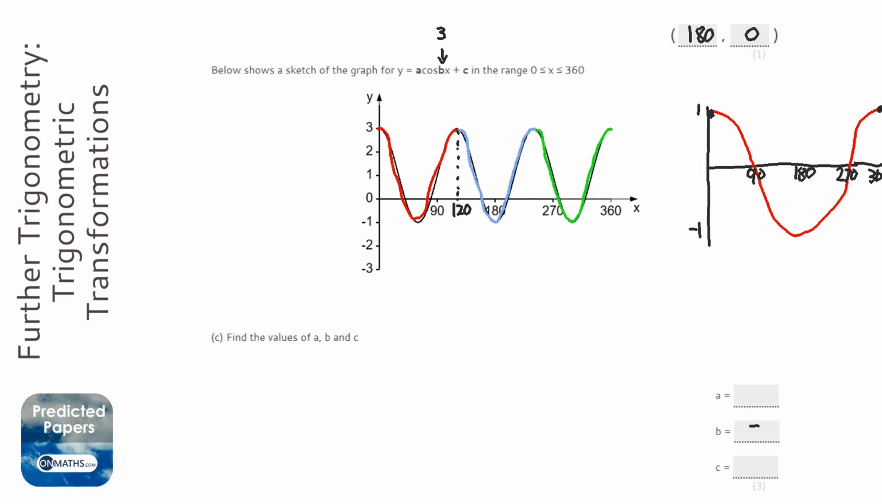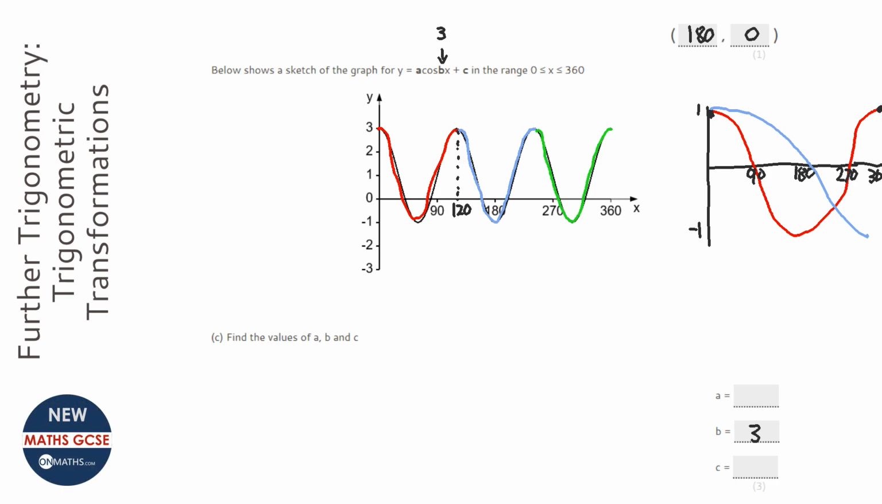So B is 3. Now, if it stretched out, say if cos looked like this, then it would be a half. So if you're only getting half of a full rotation, a full circuit, a full wave, whatever you want to call it, then it will be a half.